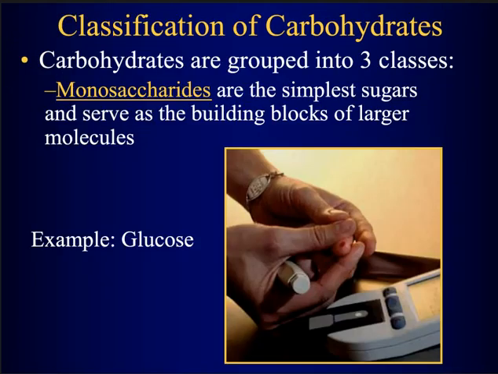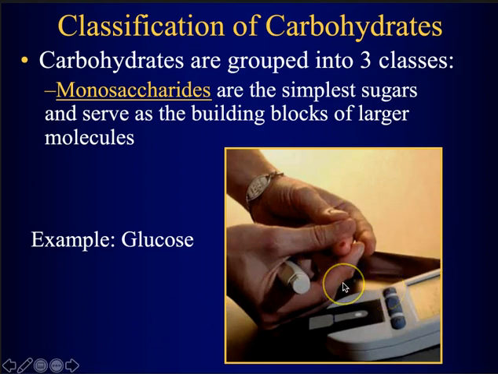So these carbohydrates are grouped into 3 classes. A monosaccharide, which we just looked at. These are the simple sugars, and they serve as the building blocks of our larger molecules. But they're kind of the ones we're most familiar with as well. So the example is glucose, such as the sugar found in our blood.